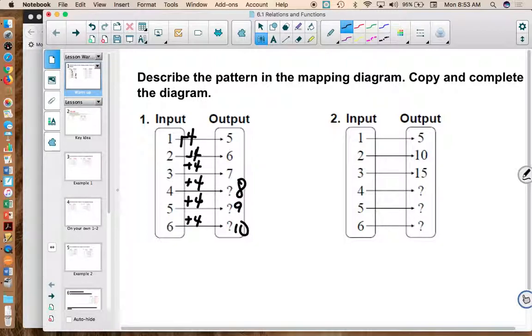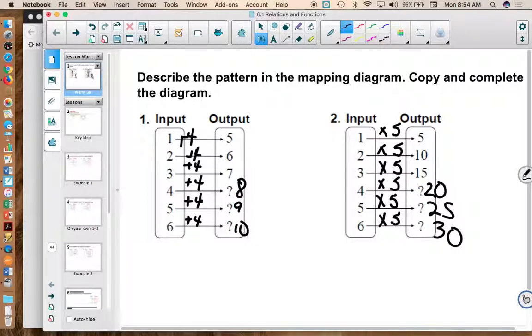Okay. Look at the second one. What's happening on the second one? Joey. They multiply it by 5. Times 5. Well, 1 times 5 is 5. 2 times 5 is 10. 3 times 5 is 15. 4 times 5, class? 20. 5 times 5? 25. And 6 times 5? 30.